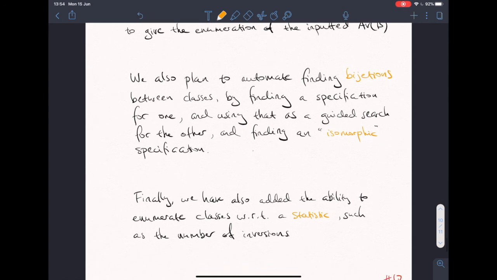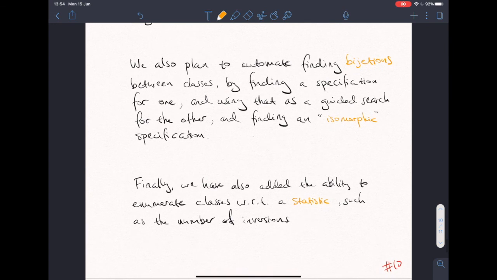But that's something you will hopefully hear more about at the next installment of permutation patterns. Thank you very much.